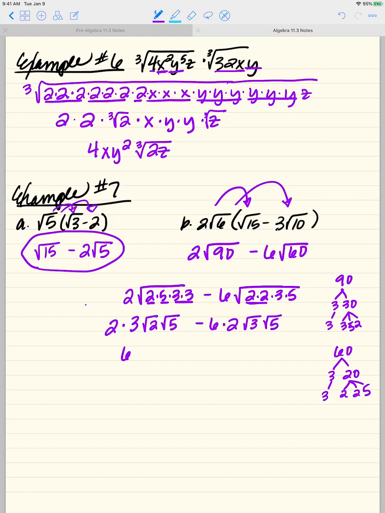Simplify. 2 times 3 is 6. Square root of 2 times square root of 5 is 10. 6 times 2 is 12. Square root of 3 times the square root of 5 is 15. And you are all done.